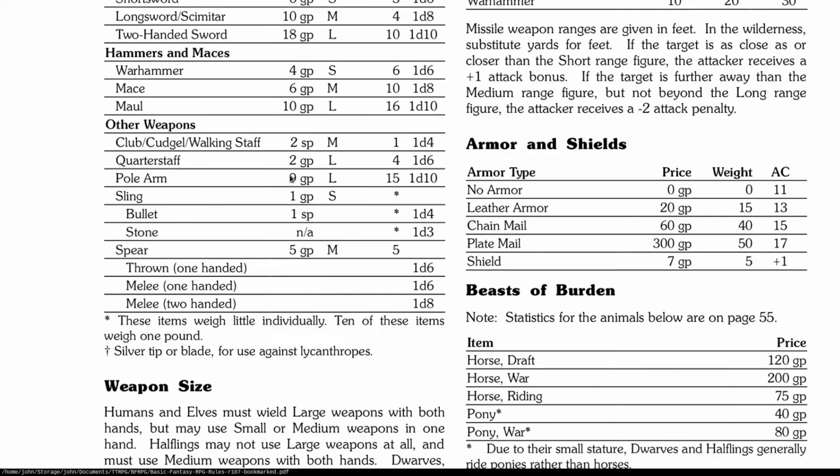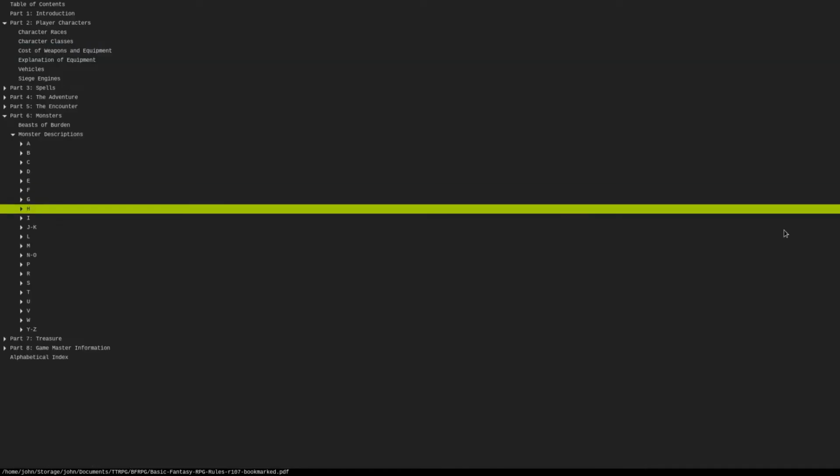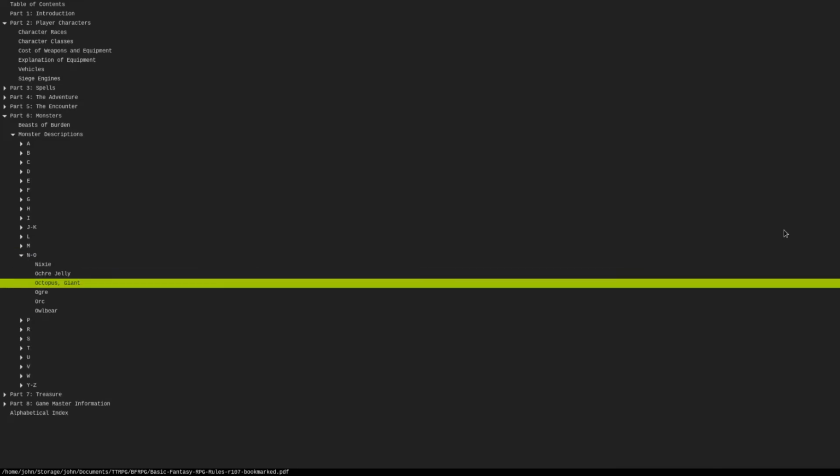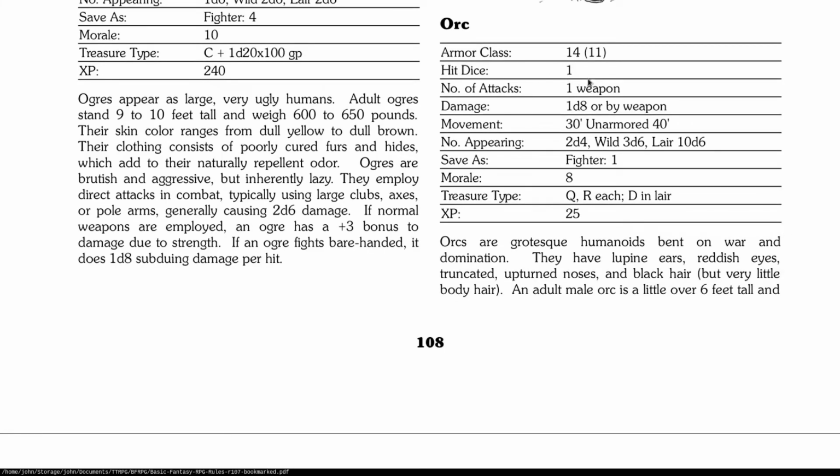So here we are in the Basic Fantasy book, and we're going to do some calculations here. Let's assume your level 1 player has chainmail, which gives an AC of 15, and this is ascending AC. Go down to some orcs, since they're also a level 1 monster. You see they have a hit die of 1, and they have 1d8 damage. So this orc will be rolling a 1d20 plus 1, because his attack bonus is 1, against the player's 16.